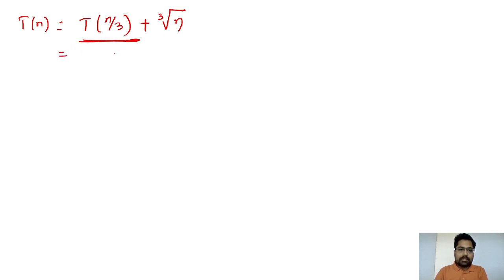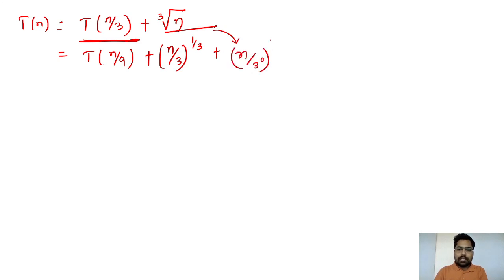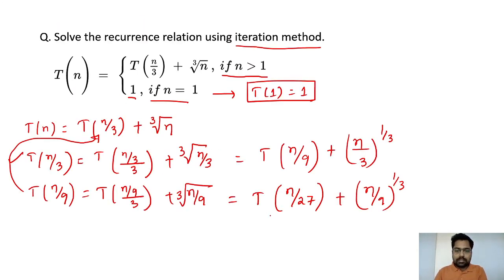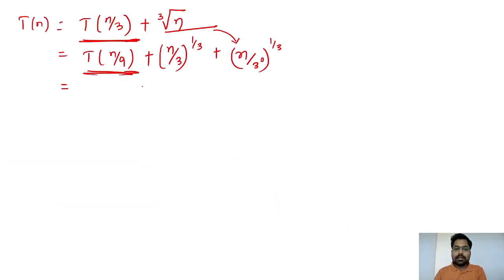Next, T(n/3) is T(n/9) plus (n/3) to the power 1/3, and the rest which we have written is n/3 to the power 0. I can write 1/3 over that, because n/1 is n, and 1 is 3 to the power 0. Clear? Next, the value of T(n/9), which we got, is T(n/27) plus (n/9) to the power 1/3. You can check that. I'm just substituting the value with 27. Clear?